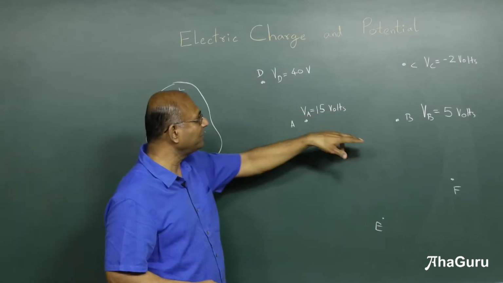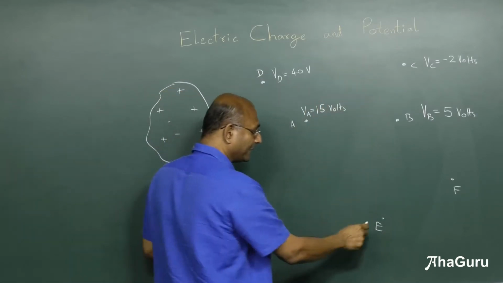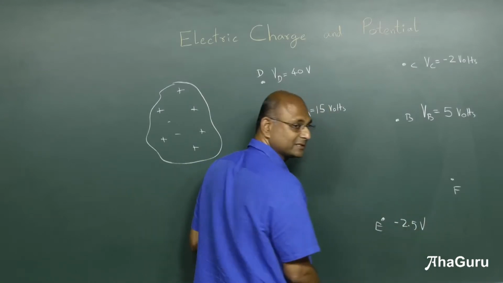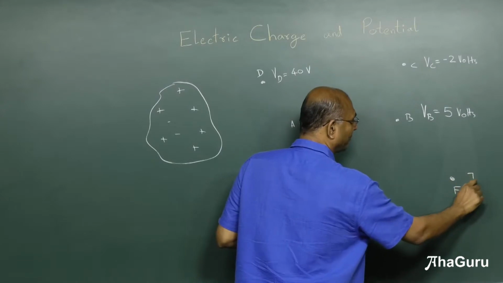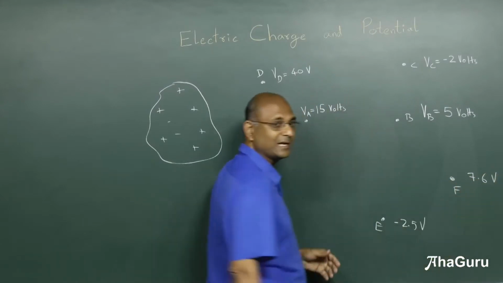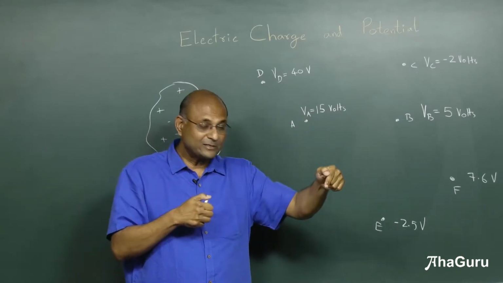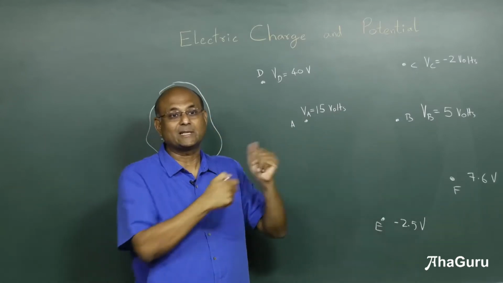So what is VA, VB, VC, VD? And similarly, you will have at E, for example, minus 2.5 volts. There you may have 7.6 volts. At each point in space, including here. I am standing here, right next to me, there will be a point here and there is a potential there.